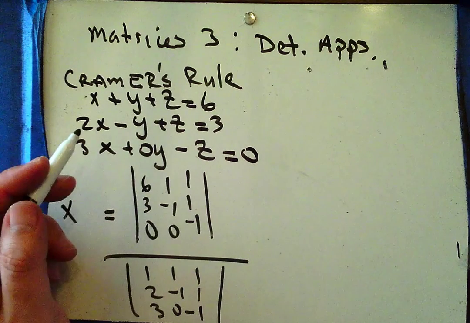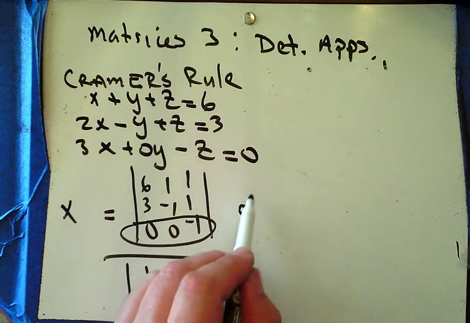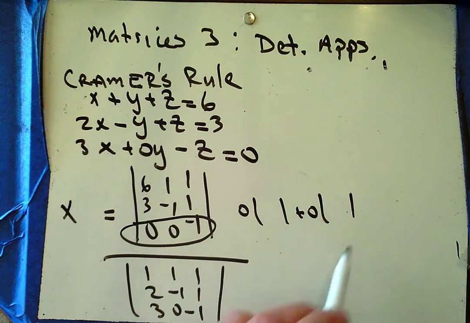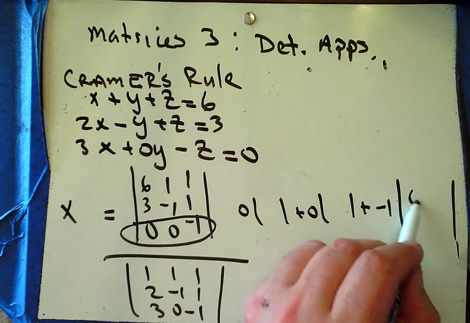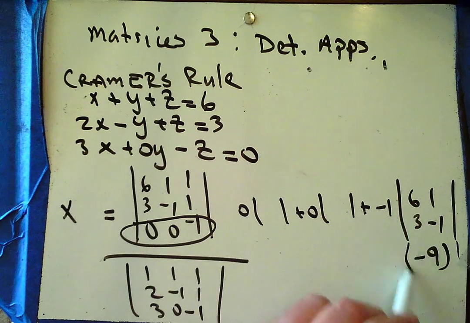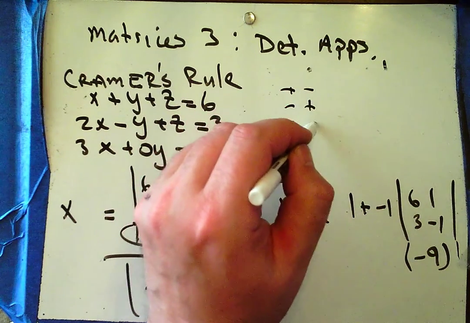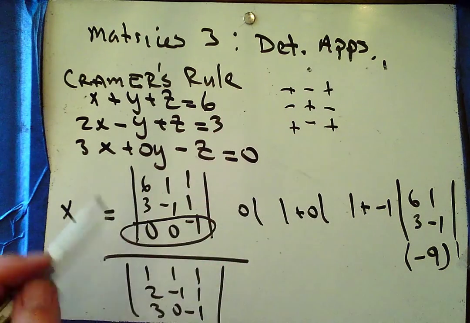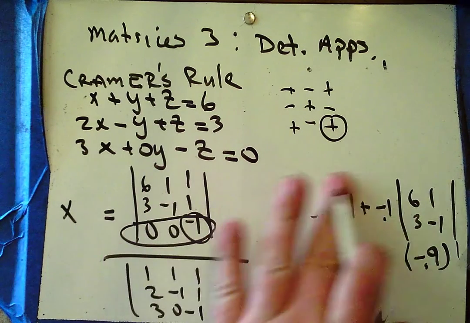I could certainly pull out my calculator. I think I'm just going to expand along this row here because I have 0 times stuff plus 0 times stuff plus a negative 1 times, that's going to knock out these, 6, 1, 3, negative 1. Negative 6 minus 3 is negative 9. But remember your cofactor fabric: plus, minus, plus, minus, plus, minus, plus, minus, plus. We're over here, so I need to multiply by a positive. So negative 9 times negative 1 is positive 9. So my x determinant is positive 9.